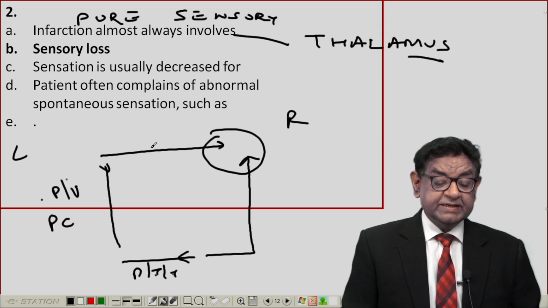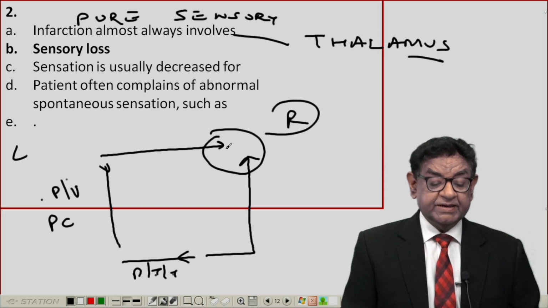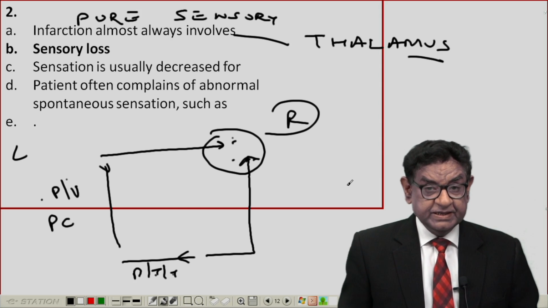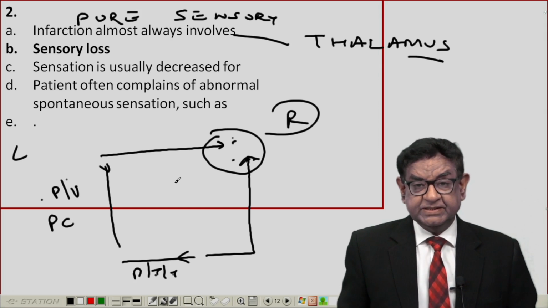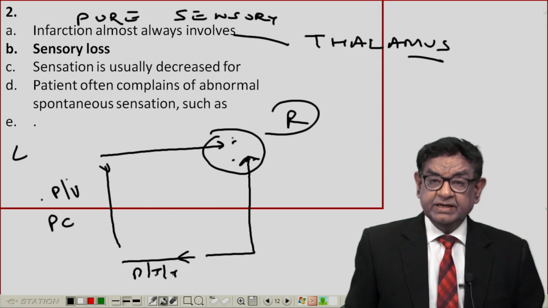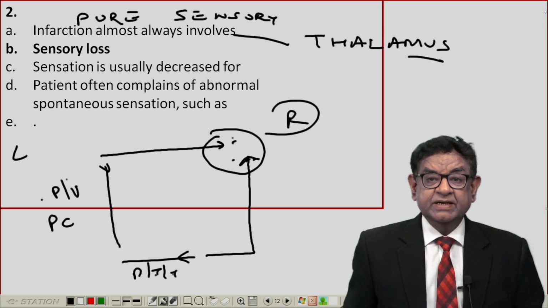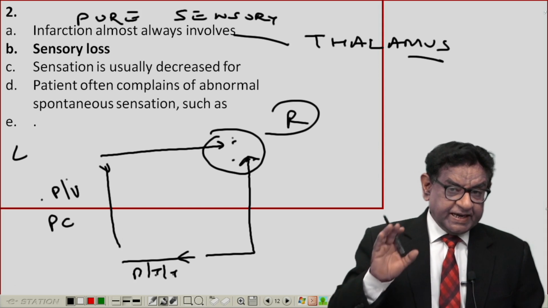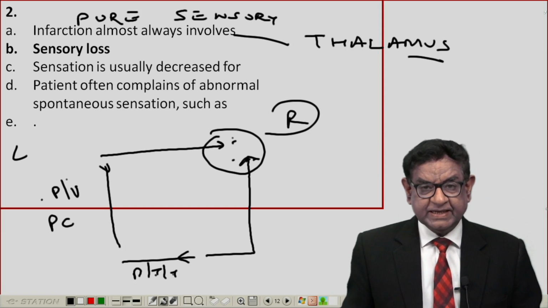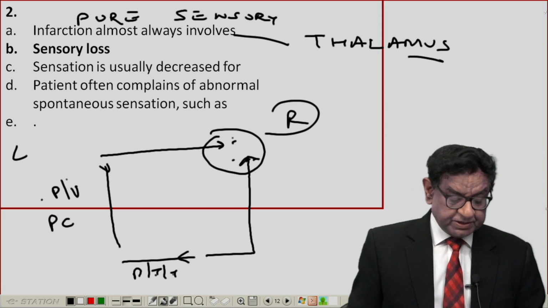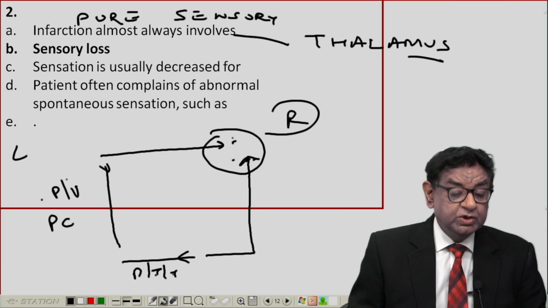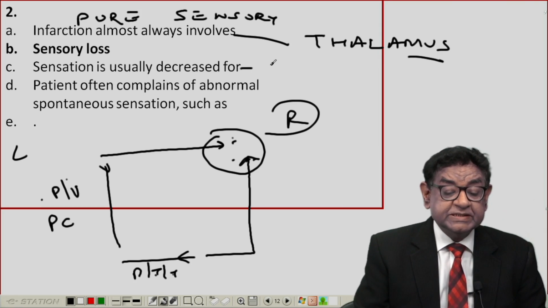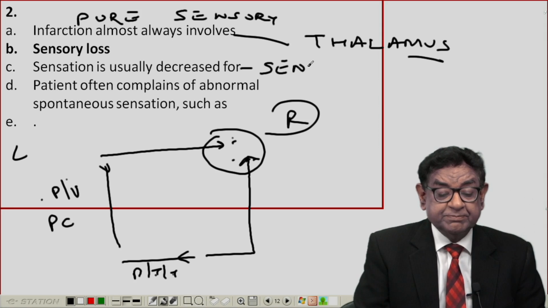So all left-sided sensation is coming to the right side, and if the stroke occurs here, there will be complete hemi-anesthesia on the contralateral body. Of course, the same thing can happen in an internal capsule lesion, especially in the posterior limb, but in actual practice it's more commonly seen in thalamic stroke. I think you have understood the basic concept. So, all sensation is lost, as I explained to you.